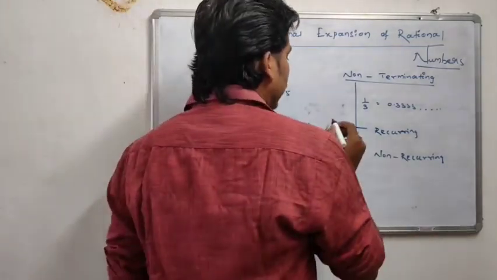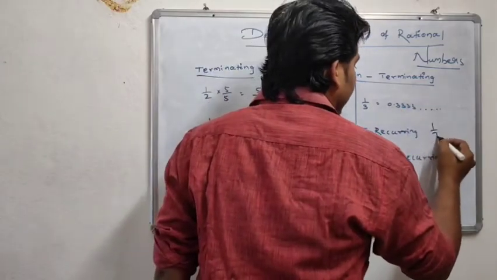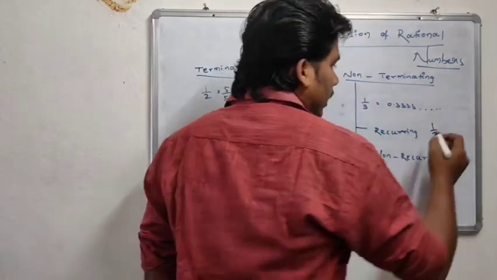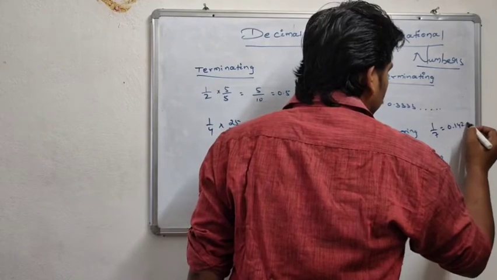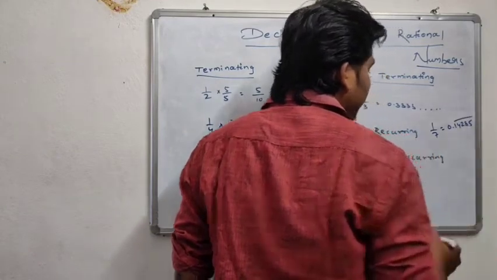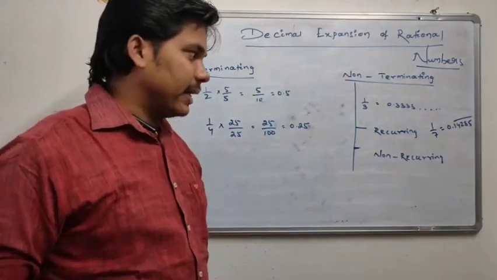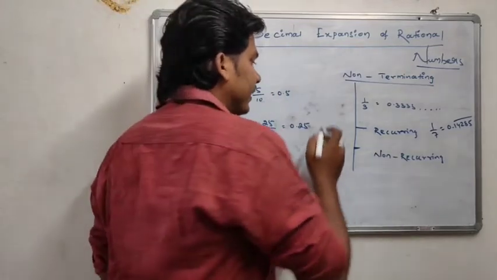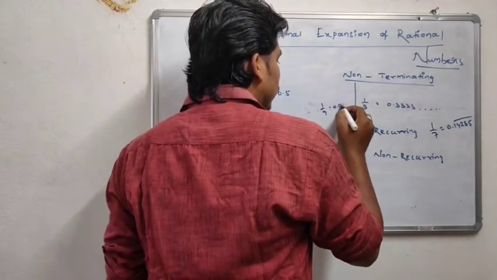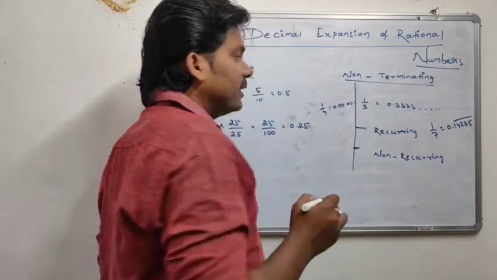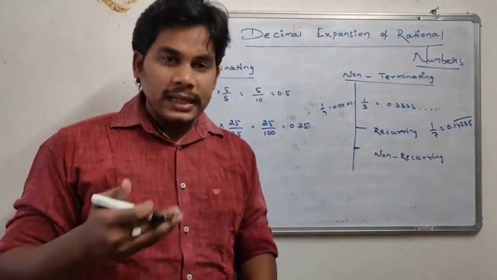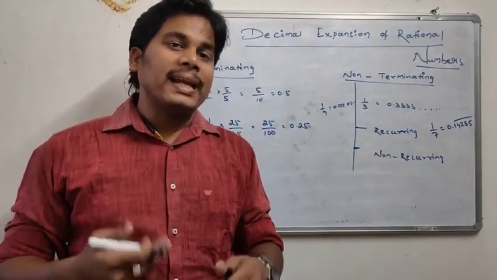Recurring means which will repeat the same number continuously. Example, if I find the decimal expansion of 1 by 7, you will get 0.142857 with a bar. Bar means the same numbers will repeat again and again. If I write 1 by 99, this will be 0.010101 in such a way. Here, these all are recurring numbers, meaning each number will repeat again and again.